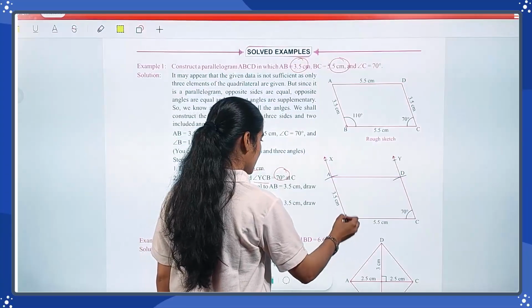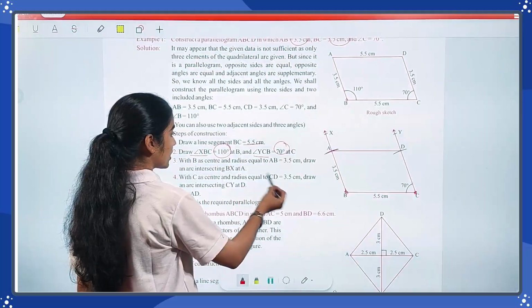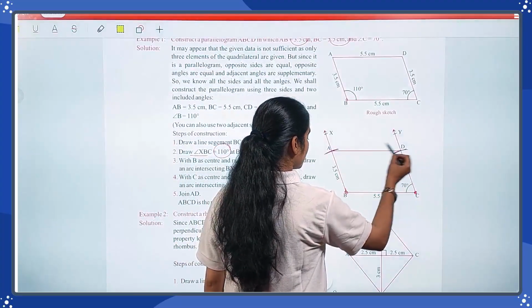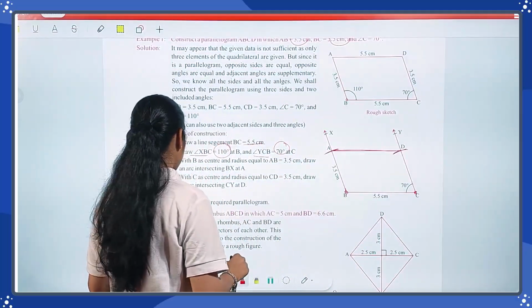Then take B as center and mark an arc of 3.5 centimeter. Now for CD, you have to mark an arc of 3.5 centimeter. Now just connect these two points together. This is your required parallelogram.